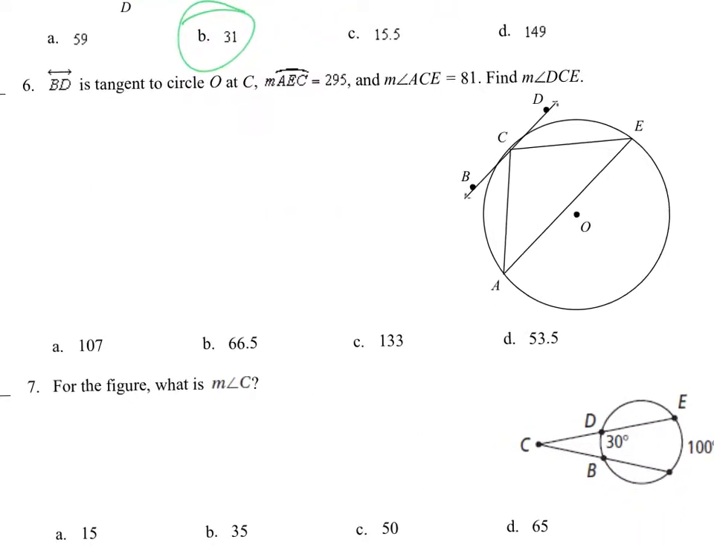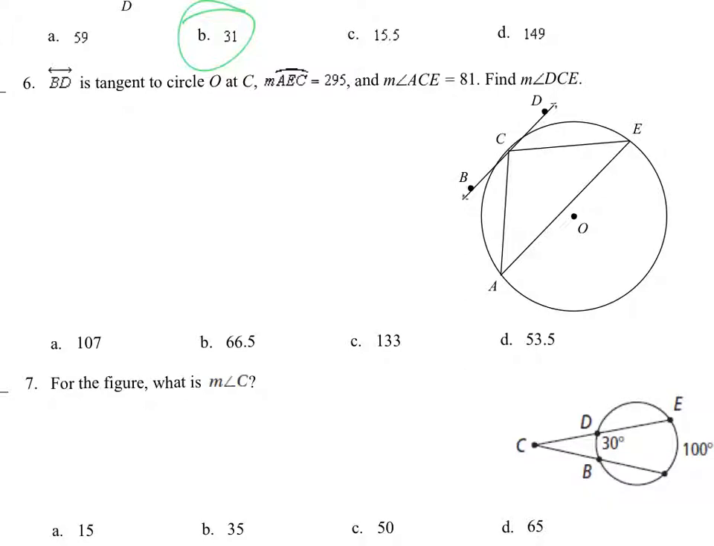Question number 6. It says AEC, so I'm going to trace that in that order. AEC, this whole thing right here is equal to 295. It also says angle ACE is equal to 81. When I see this angle that's given, I'm going to figure out what this purple arc is. 81 multiplied by 2 is 162. It's actually asking for the measure of angle DCE, so it's measuring this angle. So I have to figure out what this arc is. I can take the large arc, 295, subtract the small arc, which is 162, and get 133.